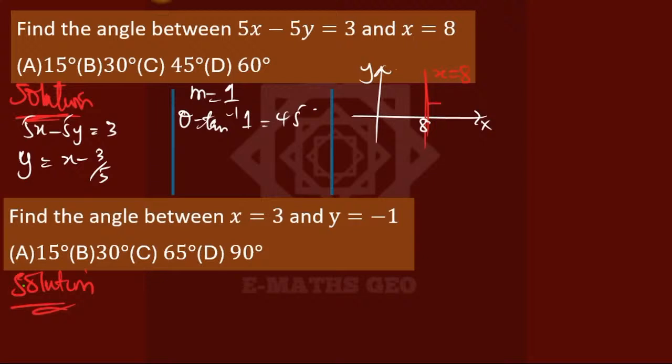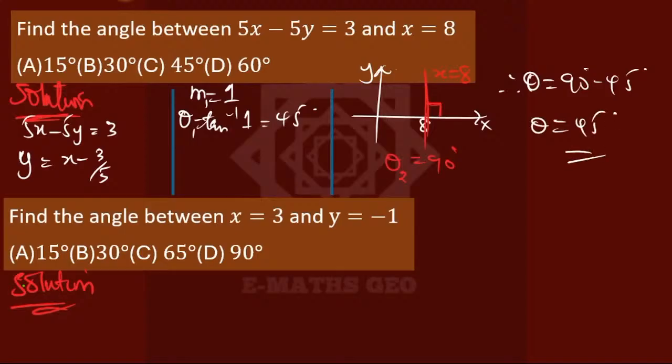So what am I trying to say? The angle made by the line and the x-axis, theta here, is 90. Therefore, the angle we are looking for, theta, is now 90 minus 45, which is 45. So that should be option C.